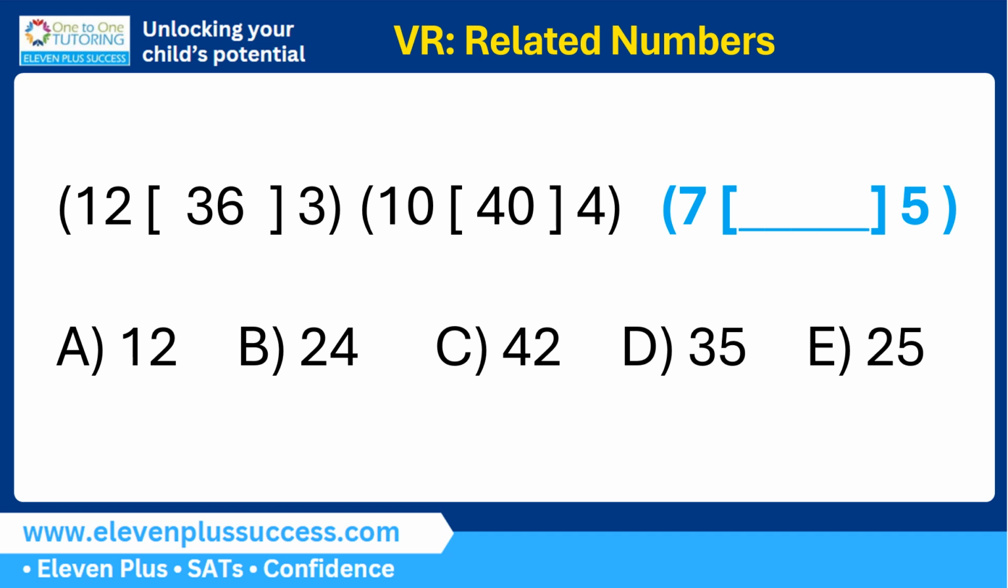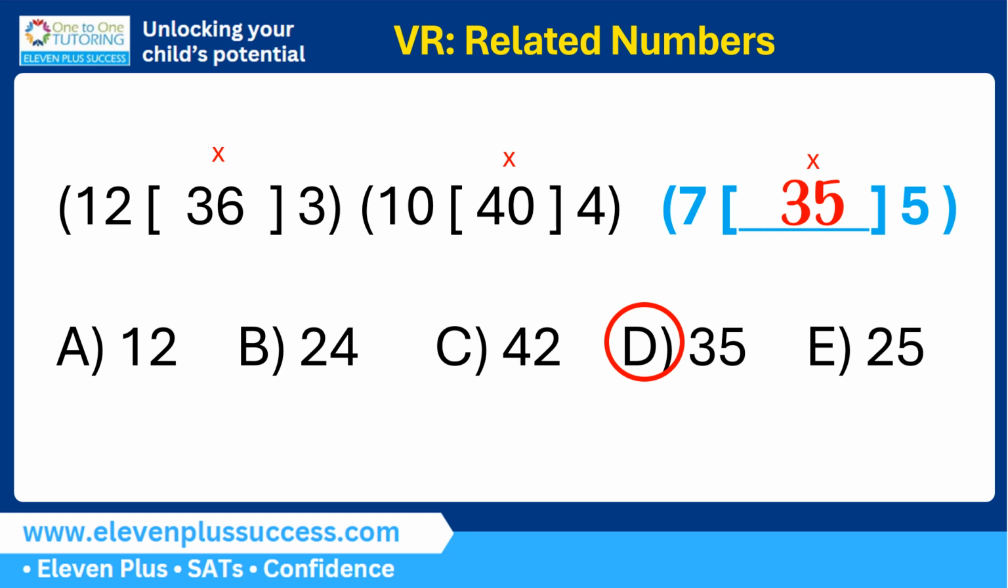So when I'm looking at a problem like this, I know there must be a relationship between 12 and 3 to get me to 36, and 10 and 4 to get me to 40. But this one's relatively straightforward. I can see I need to multiply my 12 and 3 together to get 36, my 10 and 4 together to get 40. I therefore need to multiply my 7 and 5 together, which gives me 35. I know my answer therefore is 35.